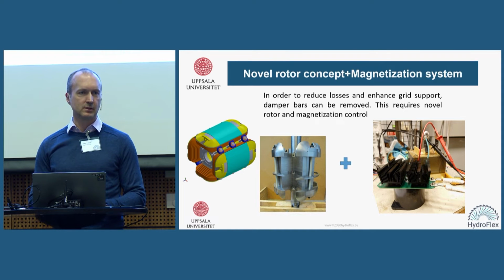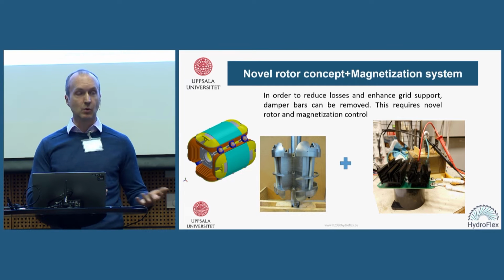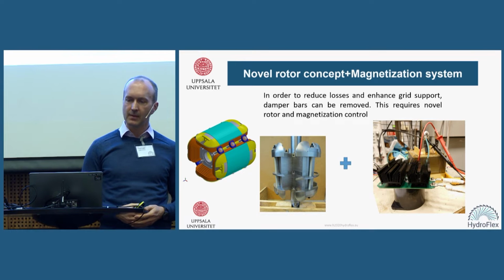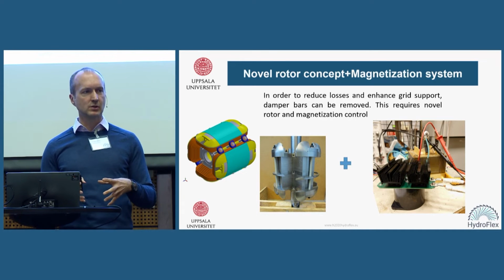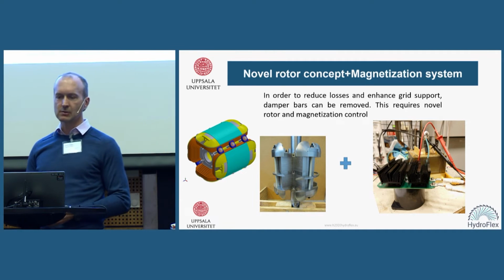To control the currents in the field winding, or the field voltage, we have to have faster control. Power electronics is the enabler of operating the field current in a faster manner and achieving more. So the passive thing that we remove, the damper bars, we replace with an active component in this magnetization system.